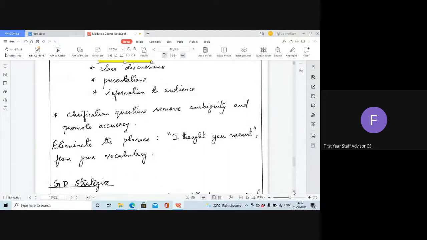So clarification questions remove ambiguity and promote accuracy. Ambiguity is something that should be avoided everywhere, because understanding in multiple ways can create clashes among people. So ambiguity should be eliminated and accuracy should be put forward, so clarification questions are helpful in promoting accuracy.